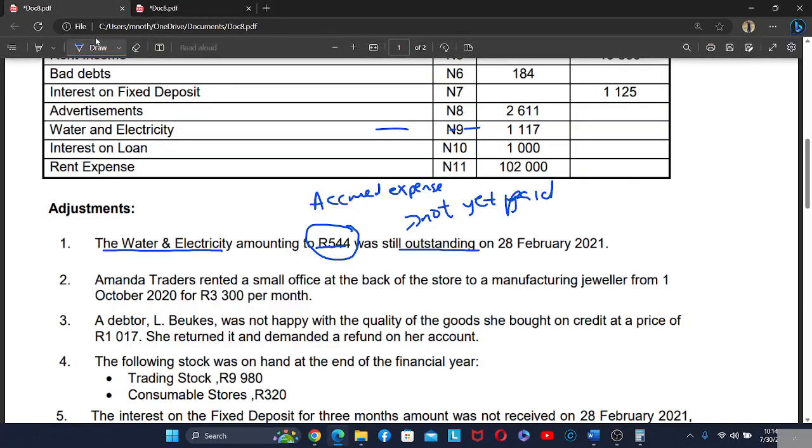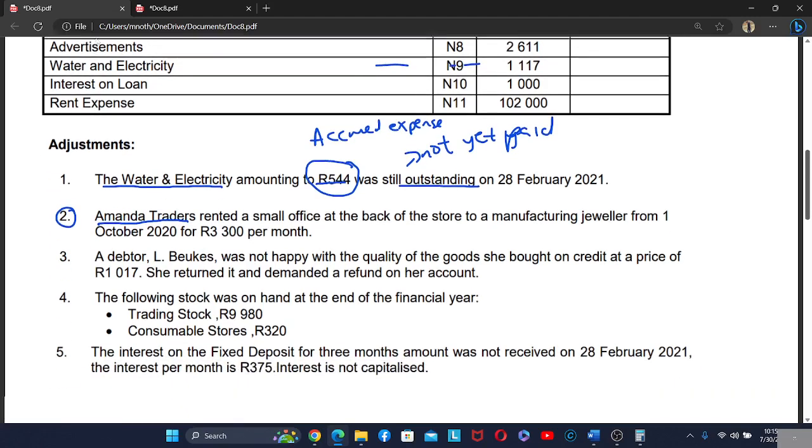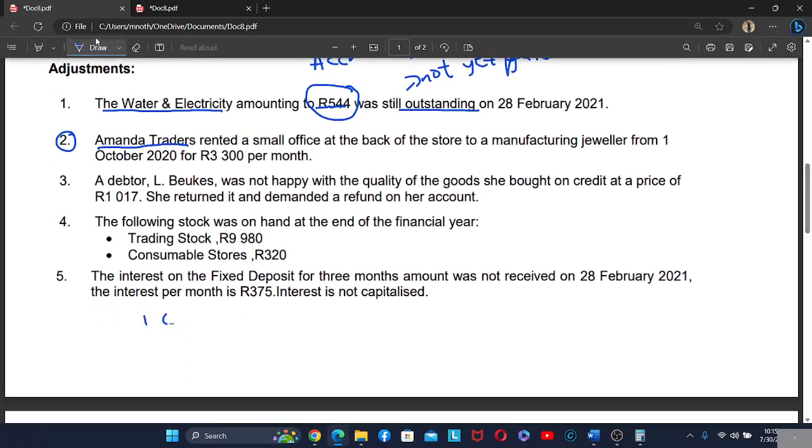Okay. Number 2, Amanda Traders. Amanda Traders is us as a business. This is the name of the business. It rented a small office at the back of the store to a jewelry manufacturer from the 1st of October 2020. Now, this has been rented out from the 1st of October 2020, and our year ends on 28 February 2021.